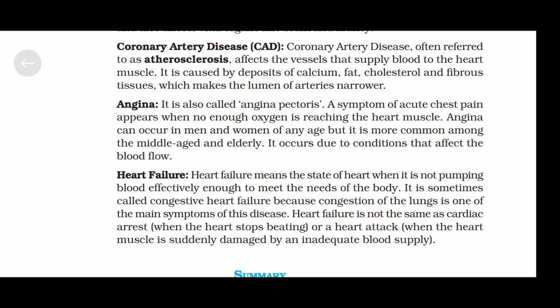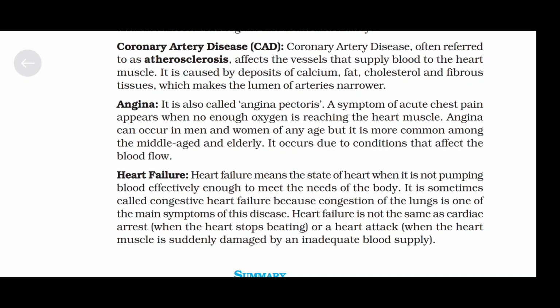A symptom of acute chest pain appears when not enough oxygen is reaching the heart muscle. Angina can occur in men and women of any age, but it is more common among the middle-aged and elderly. It occurs due to conditions that affect the blood flow.